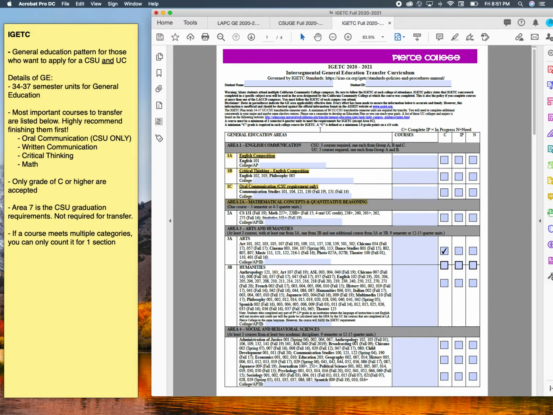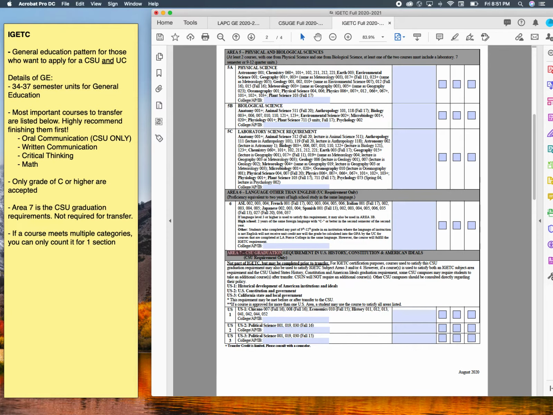Okay. The last thing I wanted to emphasize is Area 7. There it is, Area 7. This is the CSU graduation requirement, okay? This is a requirement only for the Cal States. The UCs do not have this requirement. The CSUs will require students to have one class in historical development of American institutions and ideals. Really, that's US history. And then you have to have one class that covers US government and California government, okay? So students can often take one class and it will meet both categories.